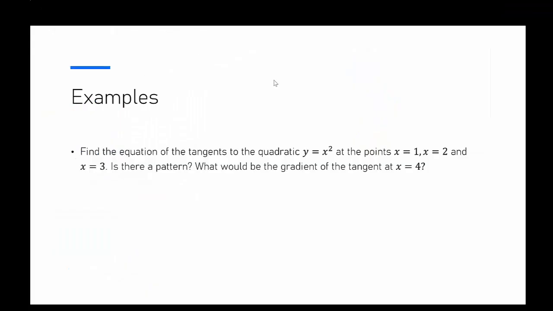The second question we're going to look at is we've got our quadratic y equals x squared still, and we're looking at the equation of the tangents to that quadratic at x equals 1, x equals 2, and x equals 3. Is there any pattern? And what would be the gradient of the tangent at x equals 4? So we're going to make a little bit of a conjecture there.